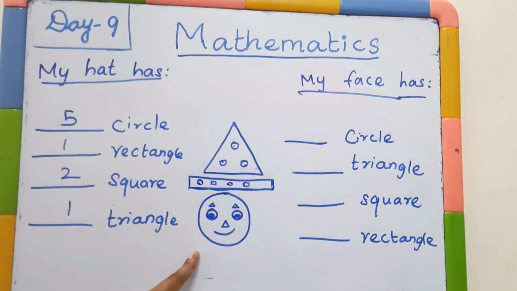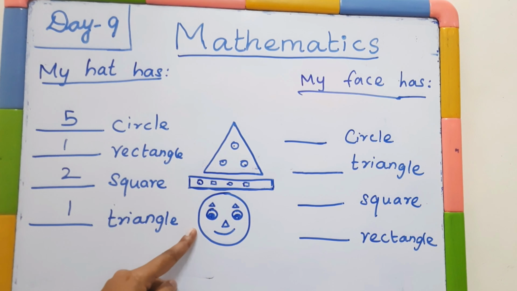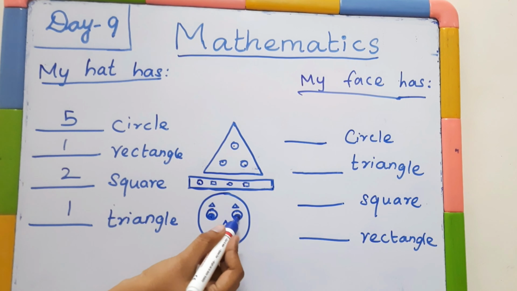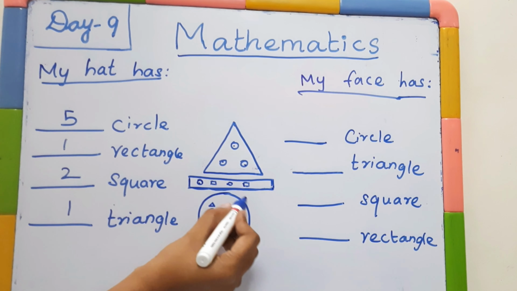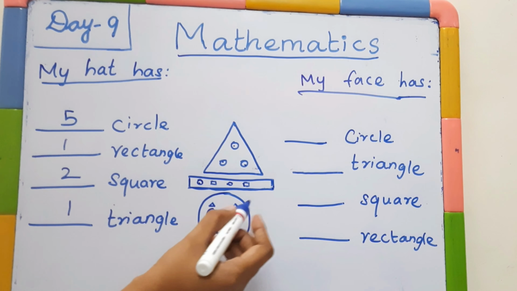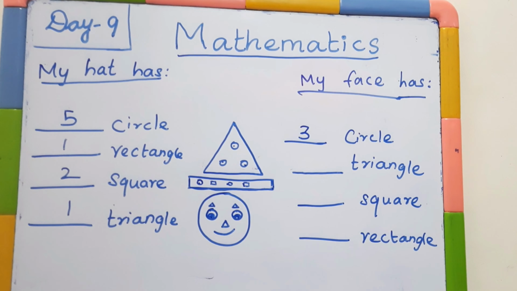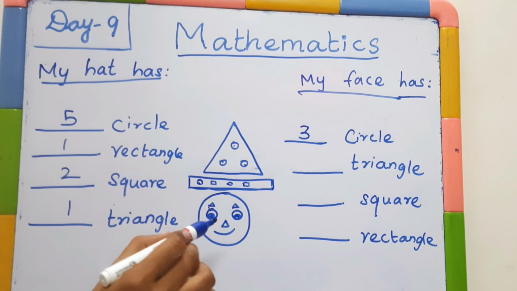Now you are going to tell me, okay? This is the face. In this face, how many circles are there? Tell me. 1, 2. How many circles are there? 2. See, one more big circle is there. So, how many circles are there? 3. How many triangles are there? See, in this face. 1, 2, 3. Very good.